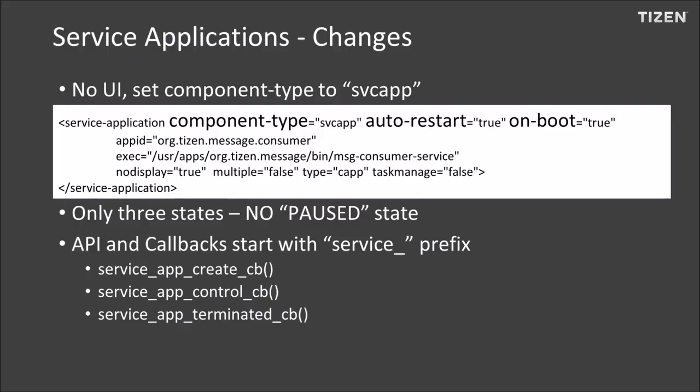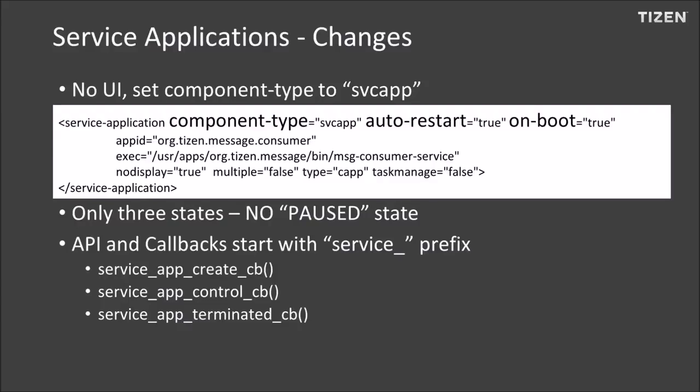Service applications do not have a user interface and consequently no paused state, since they always execute in the background. Also, the API signatures for the service applications have a service underbar prefix instead of the UI underbar prefix used for UI applications. If application developers handle these differences, they can create service applications which can be used by all applications in the system.